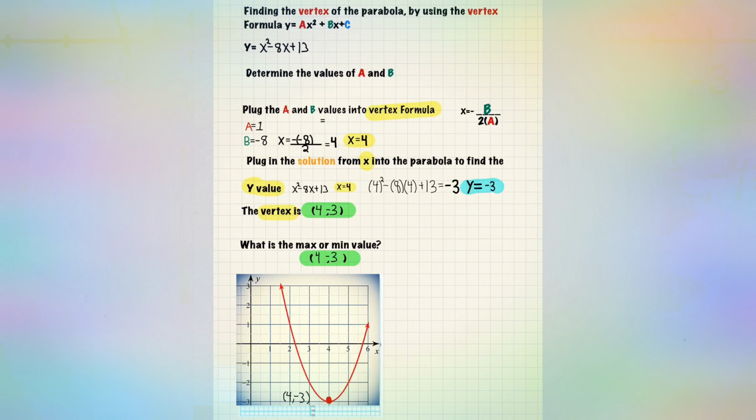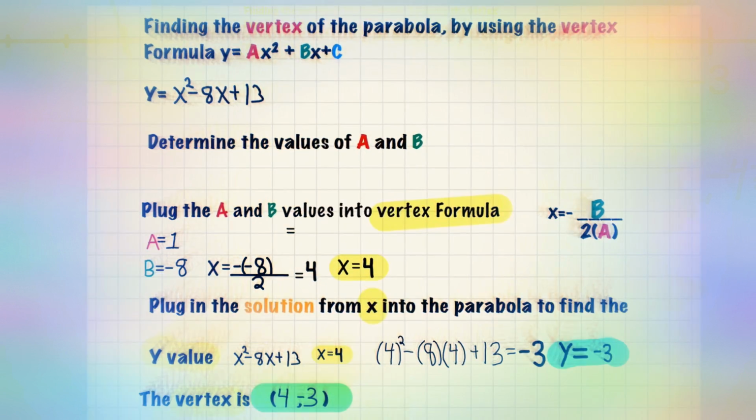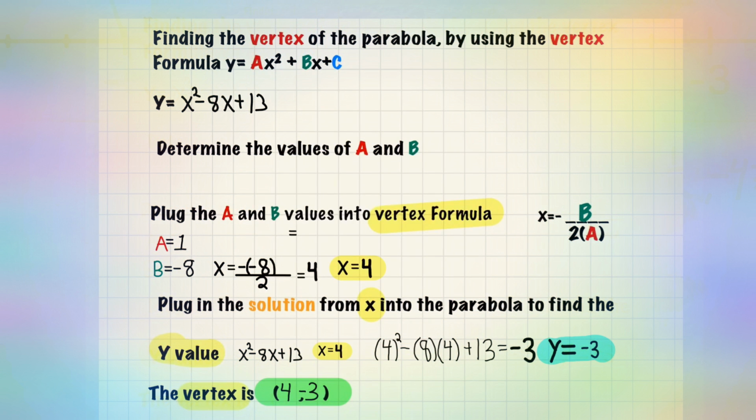Okay, here we go. So finding the vertex of a parabola by using the vertex formula, given a parabola in general form of ax squared plus bx plus c. So first we want to determine a and b. Well, in this case, a is going to be 1, right? Because whenever there's no value in front of a variable, it's still an implied 1.